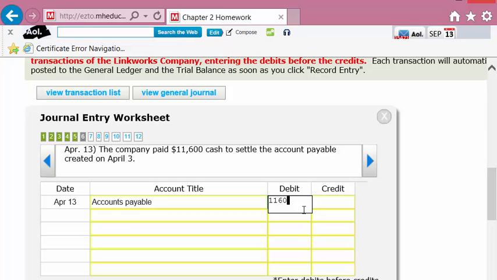Well, look, that's because you're not listening to what I'm saying. Okay. Stop and listen. Is accounts payable a liability? Okay, accounts payable is a liability, isn't it? Okay, I want to decrease the liability, so I have to debit it. That's what you're doing. You're debiting the liability accounts payable right now, right? For $11,600. Okay, good. Go ahead and enter that. Or do whatever you have to do to get off that cursor.